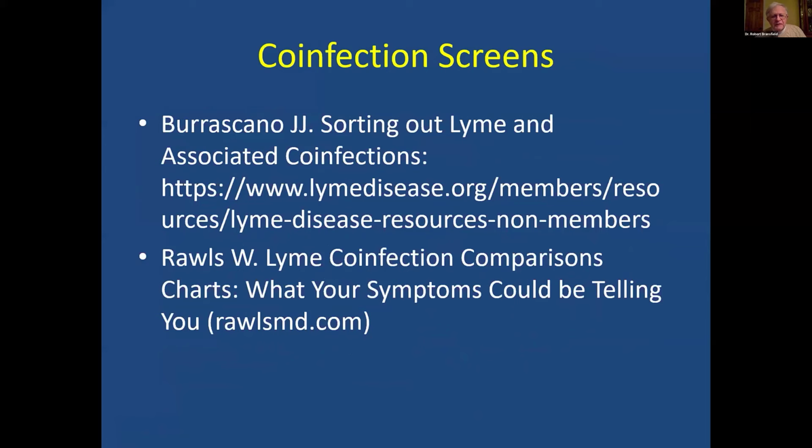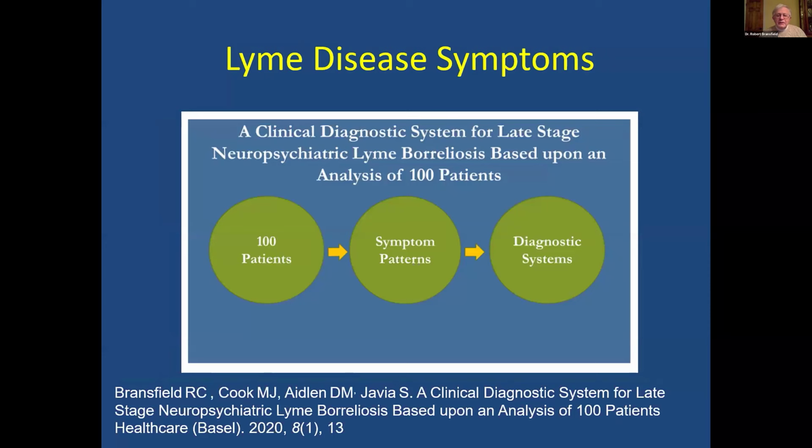Another part of it is being aware of the co-infections. Again, Dr. Burrascano included a co-infection screen, and Dr. Rawls has a co-infection screen that's on the internet. Now, this is an assessment that we did where I took 100 patients, out of the thousands of Lyme patients I've treated, that no one could argue were not Lyme disease. These were clear CDC positive patients that no one could say, well, that's not quite Lyme. And then we looked at what the pattern was, and figured out a diagnostic system based on that.